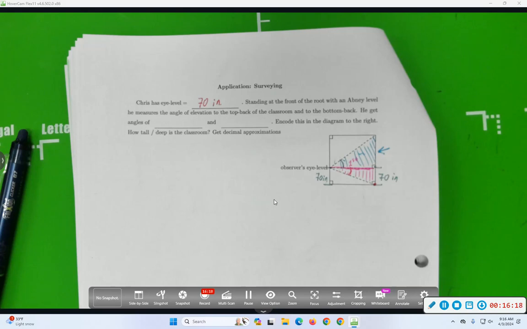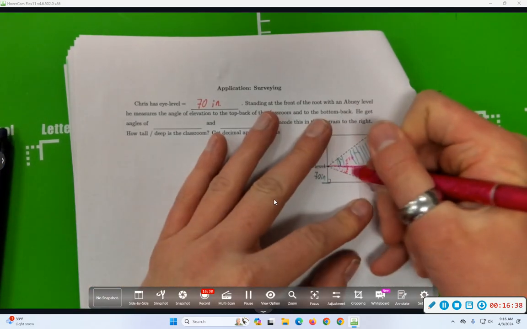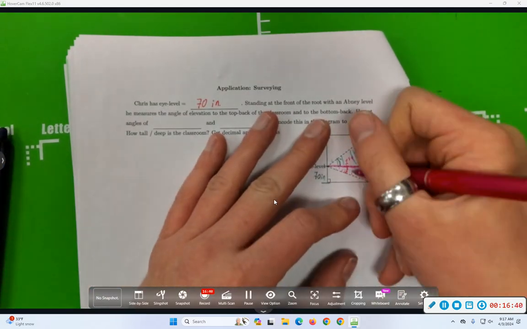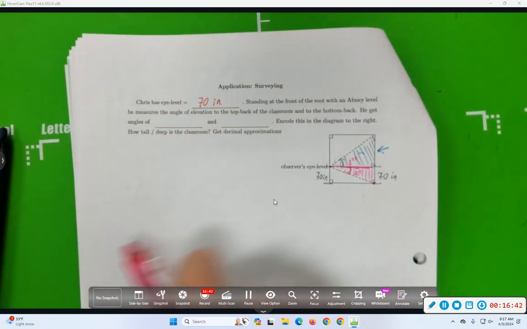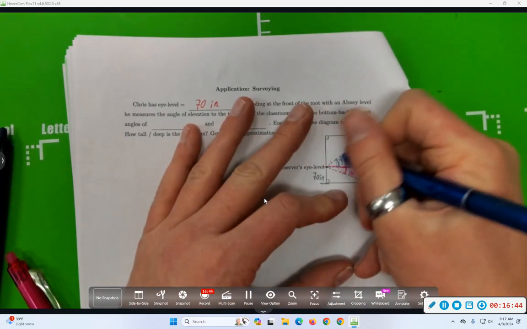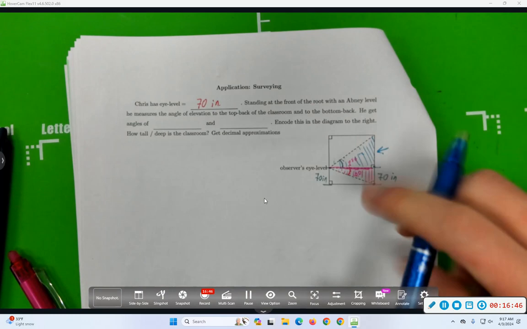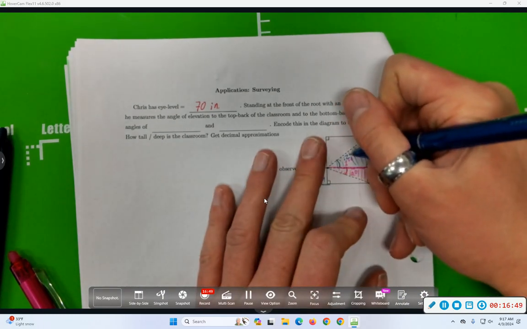And then looking up to the back corner of the classroom, that appears to be an angle of 12 degrees up. So, measuring those, that downward angle was 10 degrees. This upward angle is 12 degrees.